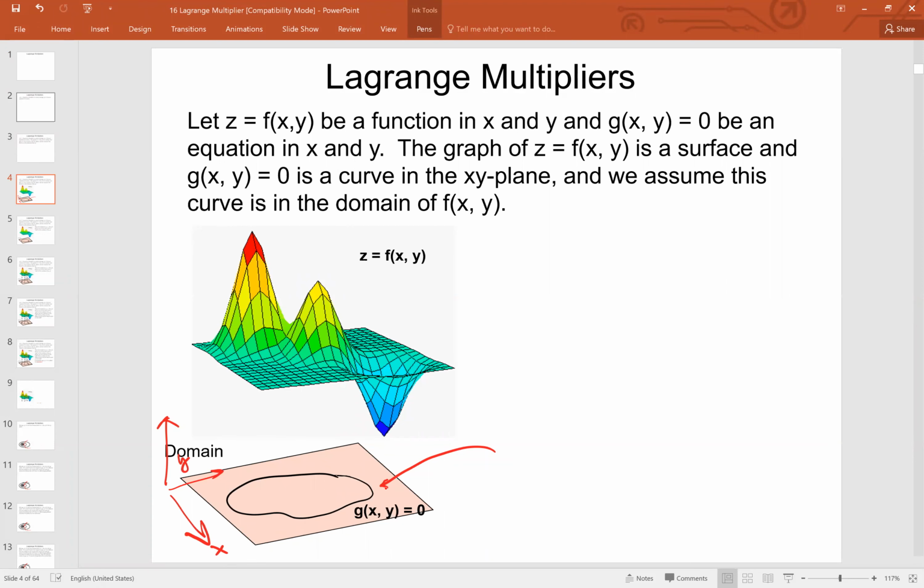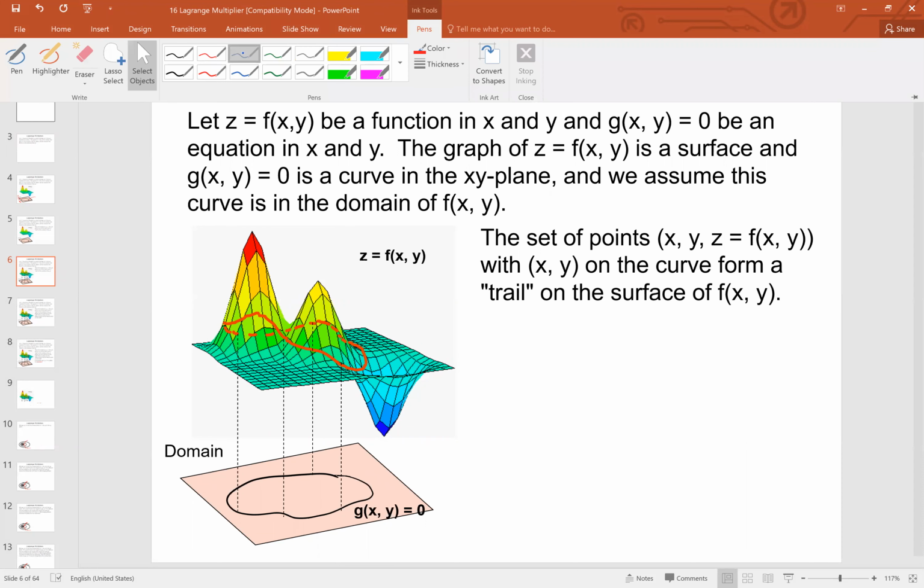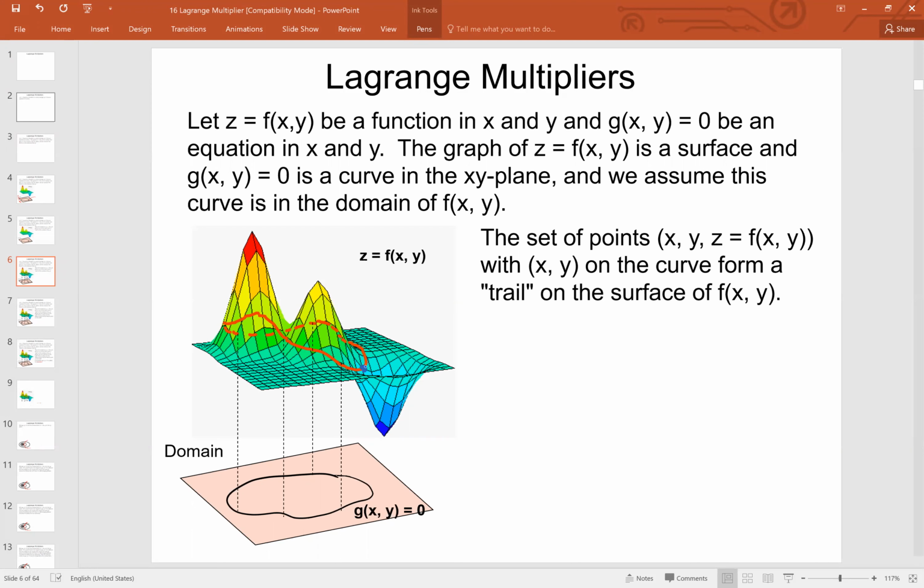Correspondingly, what's happening on the surface is that the closed loop in the domain defines a path, the trail, if you like, on the surface. And so to maximize or minimize the function over this loop, or on the trail, corresponds to finding where the highest point on the trail is and where the lowest point on the trail is. It's pretty easy to see on the graph. Basically, we are looking for this value, the low point down here, and the high point up here.